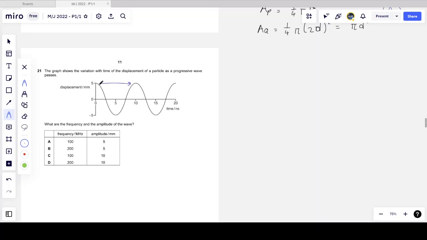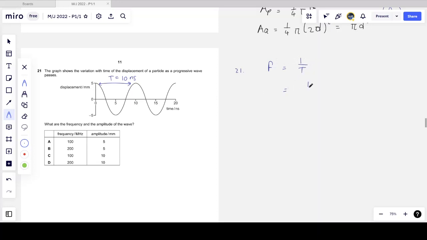The period is the time between successive peaks or successive crests, or any two successive points in phase. It's the time that it takes for one cycle to occur. And this time is clearly 10, not just 10, but 10 nanoseconds. So the period of the wave is 10 nanoseconds. And so the frequency of this wave, f, is related to the period as it is 1 over the period.